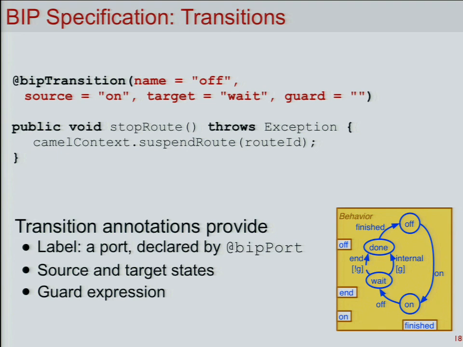And what is interesting here, if you see, we have a function that is being executed from the specification to actually execute this transition. Here we are using the Camel context, so we are using the Camel API to actually manage the entity that we want to manage. Here we are just using suspend route, and we give a route ID to do the suspension. So we are executing the off transition here.